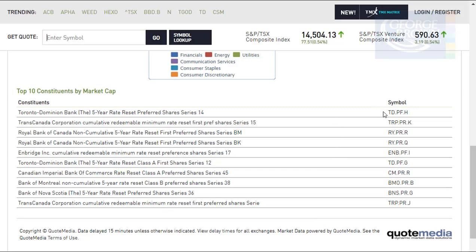TD Bank, so it would be TD preferred Series H is still trading, and then TransCanada is an energy company, and then we get into some Royal Bank of Canada preferred series. Okay, so you can see ry.pr.r, that's Series BM, ry.pr.q is Series BK, and then we get to an Enbridge preferred share, which is again a pipeline energy company, followed by another TD series preferred.